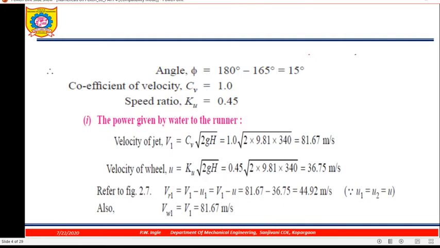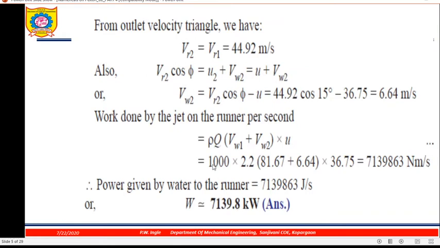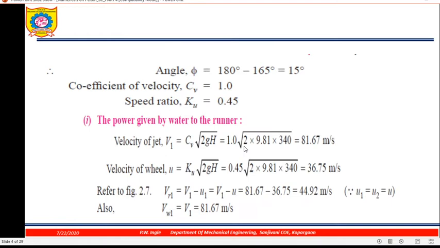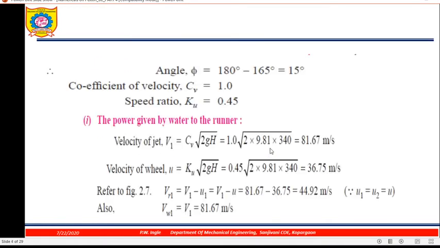Now I want to know the power given by water to the runner. So what is the formula for power given by water to the runner? The formula is, work done by jet on the runner is rho Q in bracket Vw1 plus Vw2 into U. This is the formula. So we have to calculate this Vw1, Vw2. Step by step we will solve the problem.